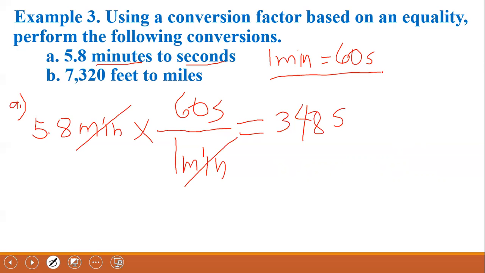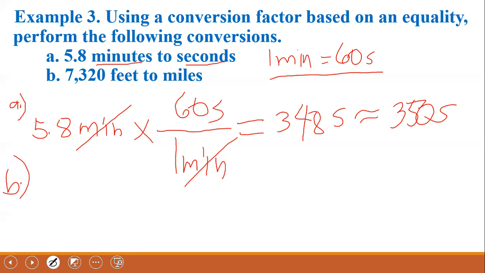The given number 5.8 is not exact and its significant figures must be considered. As this value has two significant figures, the final answer must have two significant figures. Since the number of digits that the answer actually has is more than the number of digits that it should have, the calculated answer must be rounded to 350 seconds.